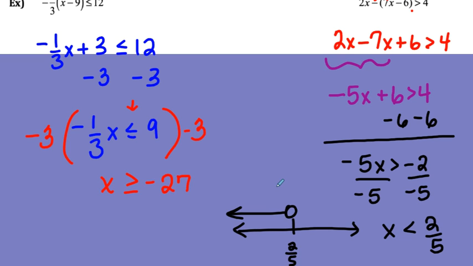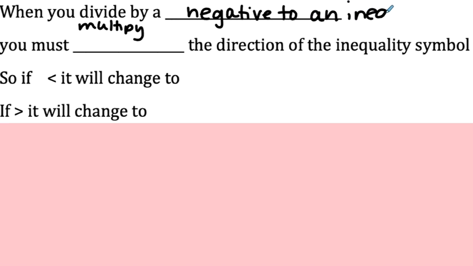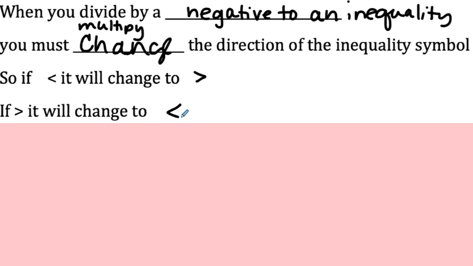So let's review that rule. I like to have that rule really formalized. When you divide or multiply by a negative value to an inequality, you must change the direction of the sign of the inequality symbol. So if it's less than, it will change to greater than. If it's greater than, it will change to less than. And that's something that we just really have to be comfortable with.